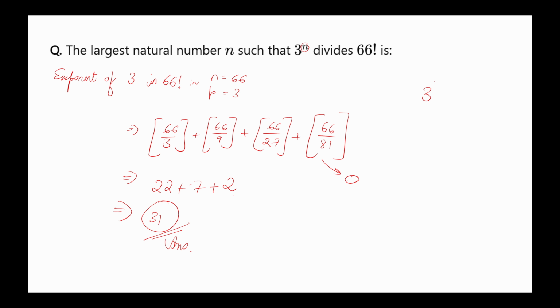That means 3 to the power 31 would be a factor in 66 factorial. Of course this value is going to be less than 66 factorial. If I multiply 2 to the power x, 5 to the power y, 7 to the power something, and all the prime numbers that are included up till 66, then that value would be equal. So this is how you solve questions on the exponent of p in n factorial. Keep this formula in mind.